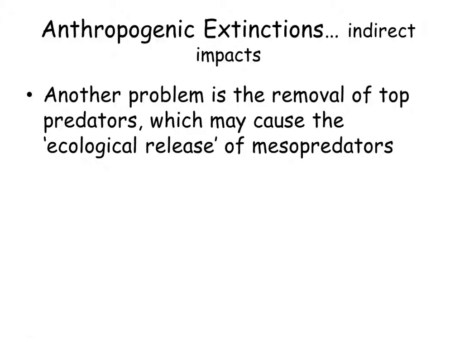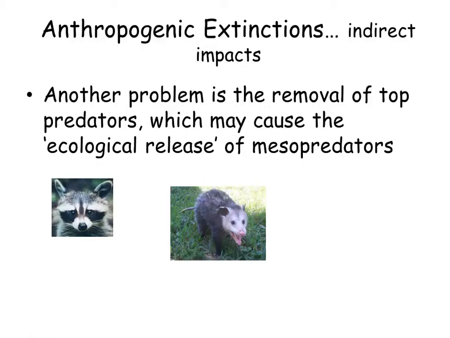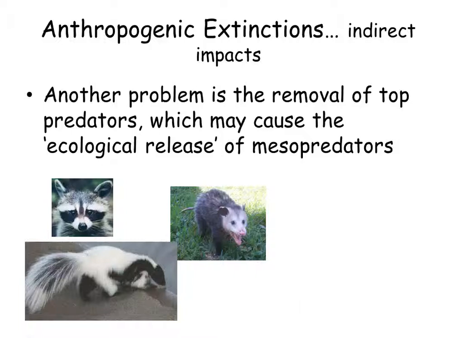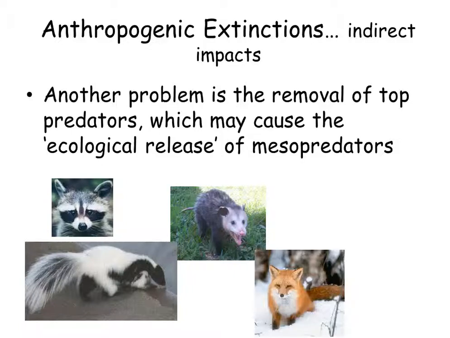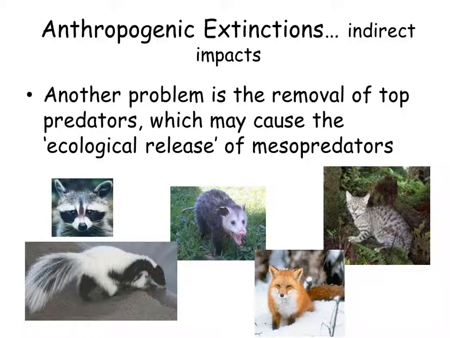Another problem is the removal of top predators, which may cause the ecological release of mesopredators. So you're looking here at pictures of these mesopredators, the predators in the middle. If they don't have a predator above them, then they become very numerous.